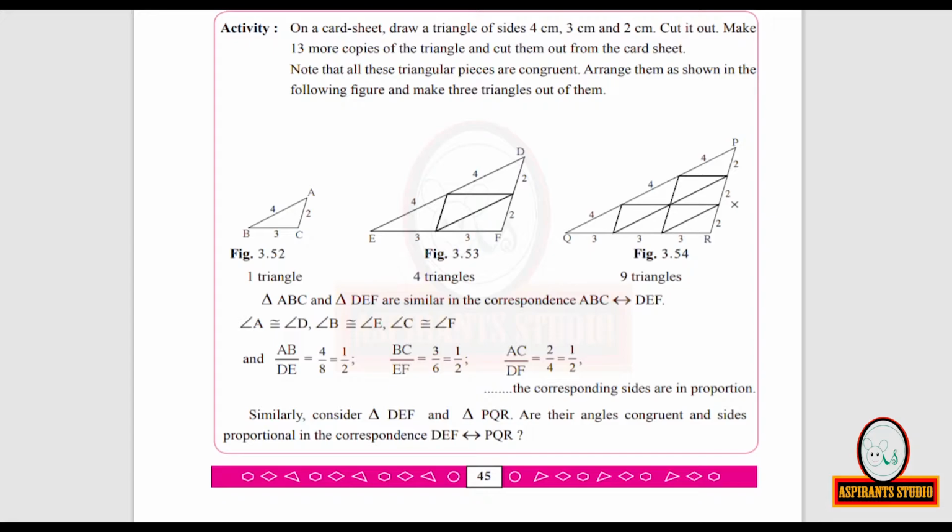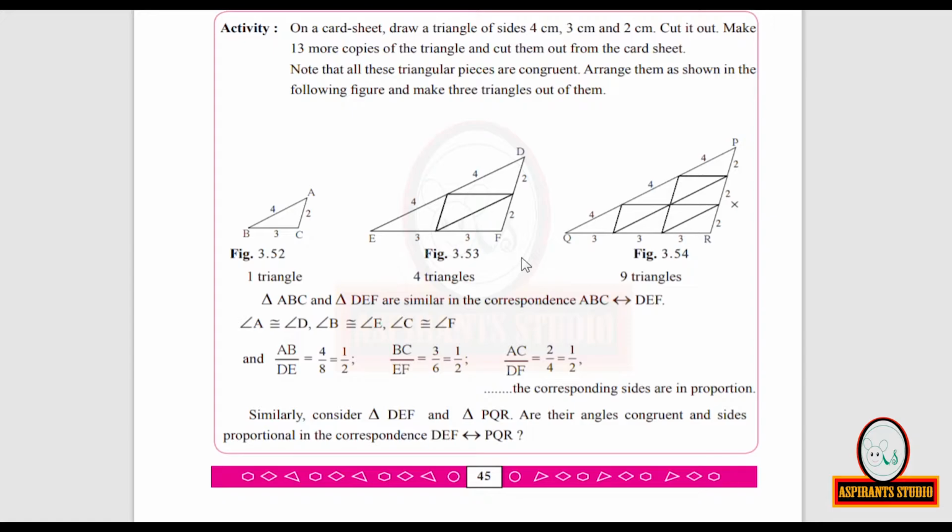Now check the ratio of the remaining corresponding sides. AC upon DF, because A corresponds to D and C corresponds to F. So AC upon DF will be equal to 2 upon 4. DF is 2 plus 2, which is 4. So AC upon DF is equal to 2 upon 4, that is equal to 1 upon 2.